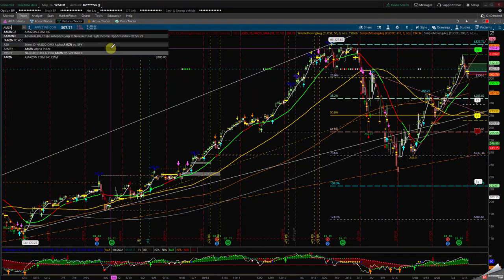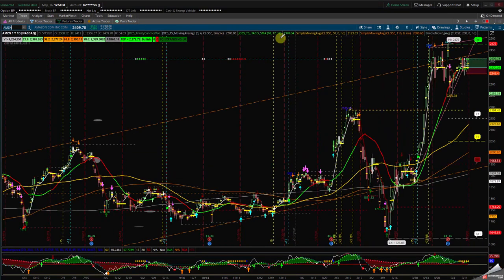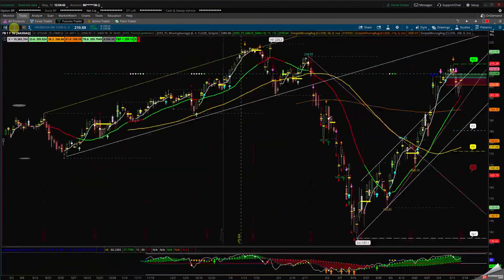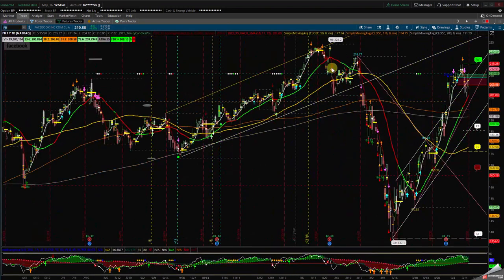Amazon is at the high, almost in consolidation. You can see that. Facebook. Oops, sorry. FB. FB looks like it's creating that V shape. If it creates that cup in order to continue, we don't want to lose the 205 in order to continue higher.